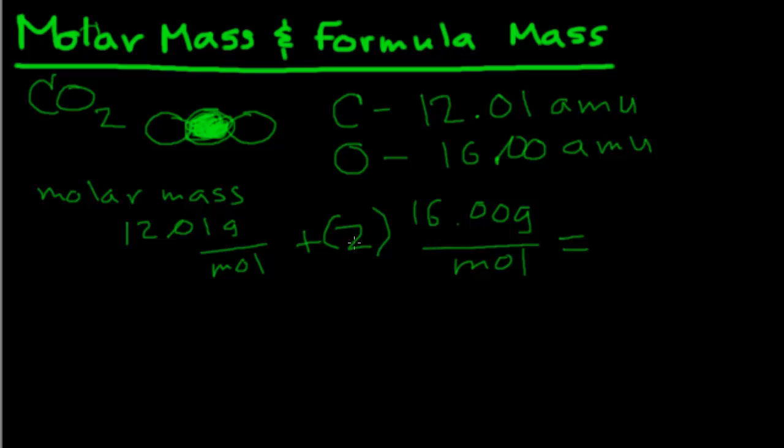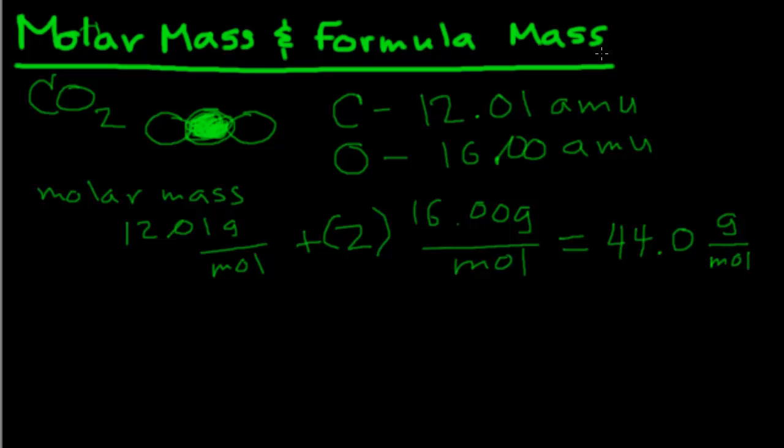So 2 times 16, you can do that in your head, is 32. Plus another 12, that's 44. So we're going to say 44 right here, roughly 44 grams per mole. That would be the molar mass of carbon dioxide.